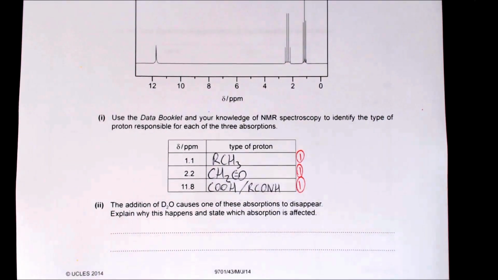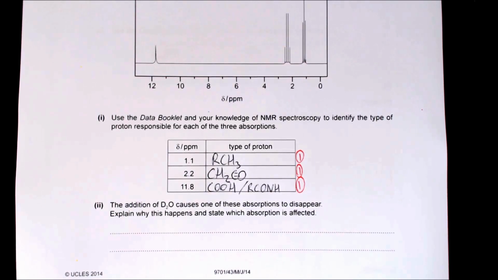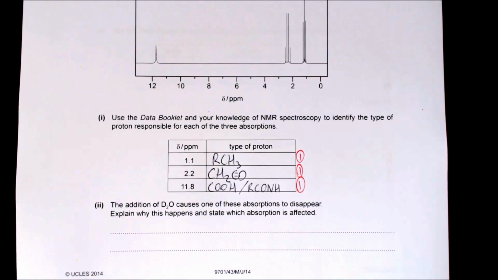The addition of D2O causes one of these absorptions to disappear. Explain why this happens and state which absorption is affected. So this is a bit of a giveaway now. When we add D2O, D2O is the isotope of hydrogen, so D is deuterium. It's an even number, and NMR can't detect even numbered nuclei. So what's happening is the D2O will substitute the hydrogen on an OH group, and effectively a peak disappears because the NMR machine can no longer detect even numbered nuclei.